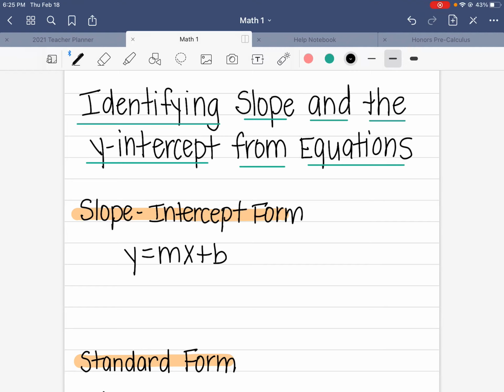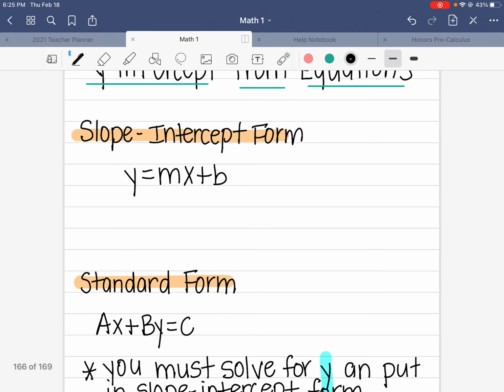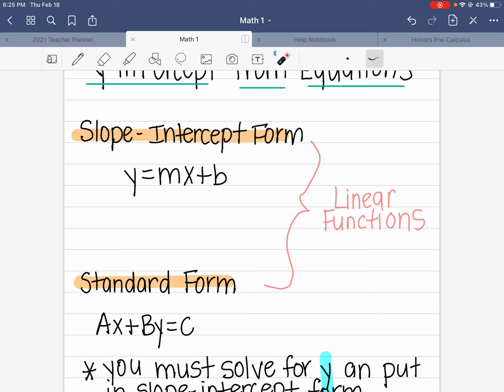All right, for this lesson, we're going to continue talking about how to identify the slope and the y-intercept from equations. So we have two forms of a linear equation. Remember, we're talking about linear functions. These are two formats that you are going to see these functions in. One of them you should already recognize, and that is y equals mx plus b.